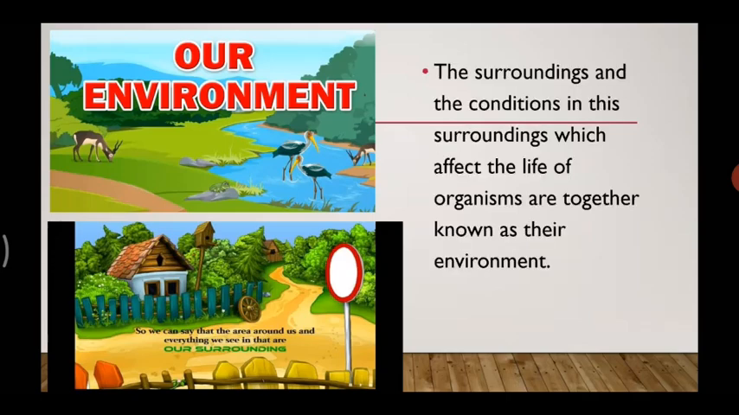The surroundings and the conditions in the surroundings which affect the life of the organism are together known as the environment. Let's understand this concept of environment in detail. Let's move forward. Children, our environment consists of living things and non-living things. You all know, right? Both living and non-living things are contained in the environment.